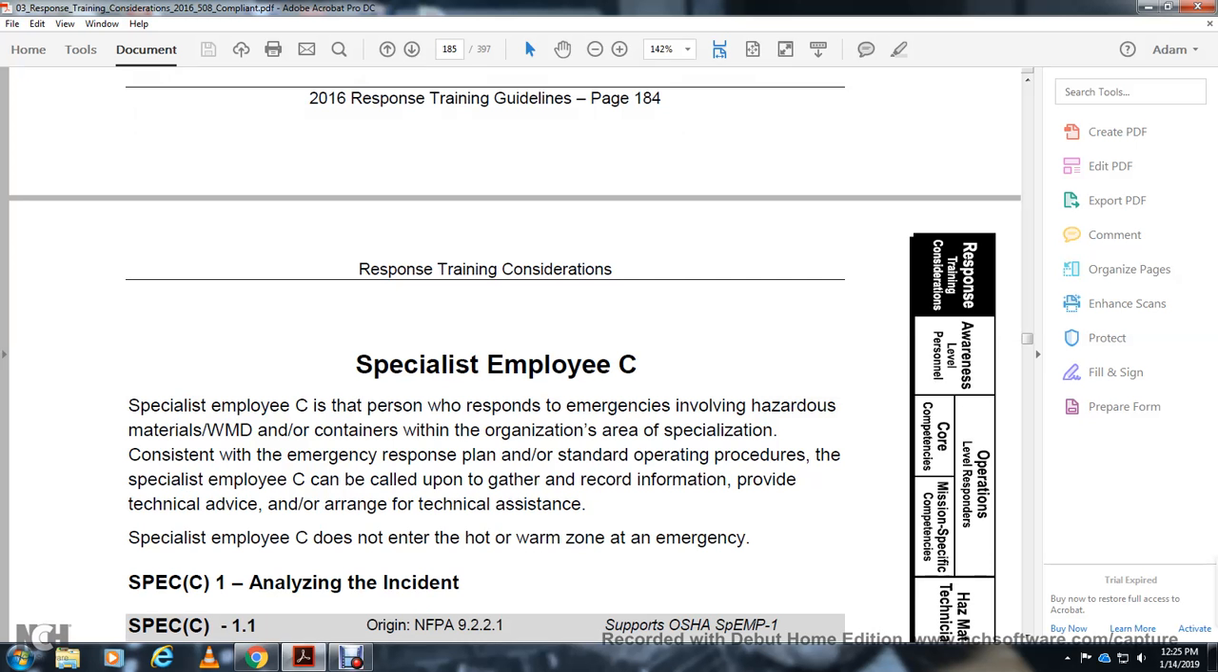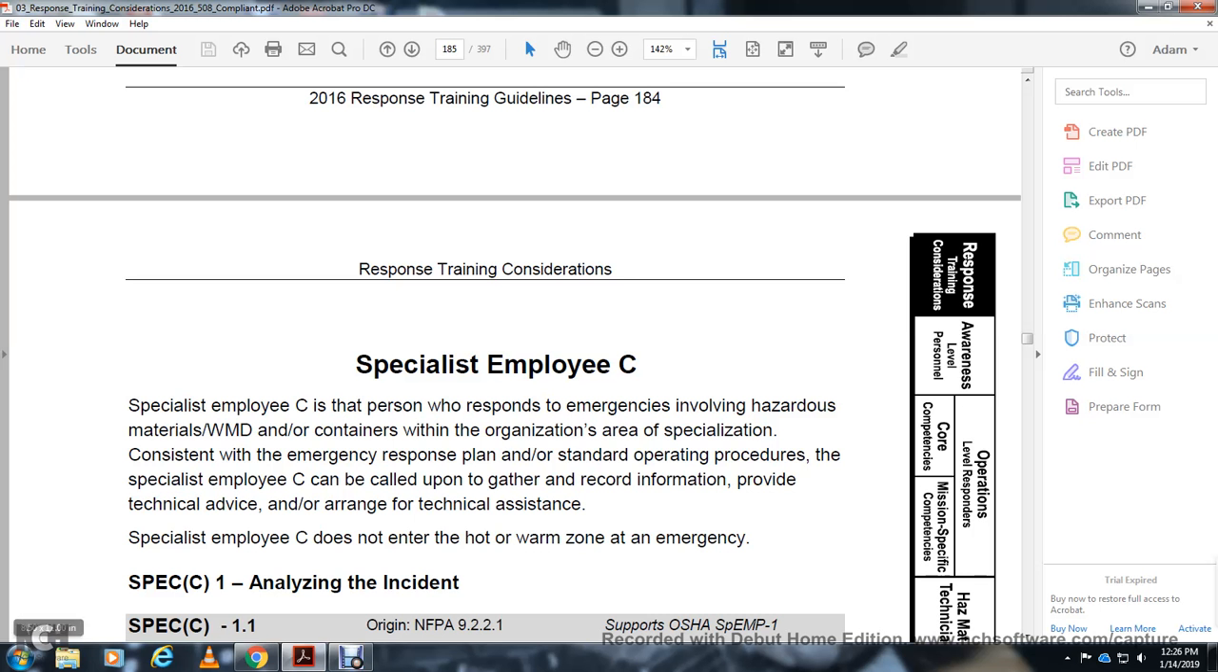These are your specialist employees. A specialist employee is the person responsible for emergencies involved with hazmat, weapons of mass destruction, and or containment in the organization's area of specialization, given the emergency response plan and standard operating procedure. Specialist employee C, we can call upon to gather and collect information and provide technical advice.